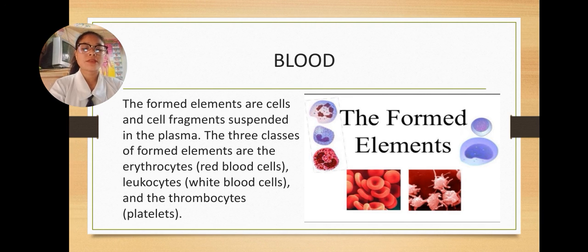So the RBC, or red blood cells, are the erythrocytes, the leukocytes are the white blood cells, and the thrombocytes are the platelets.